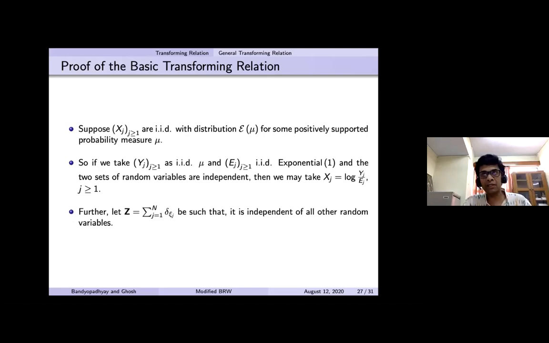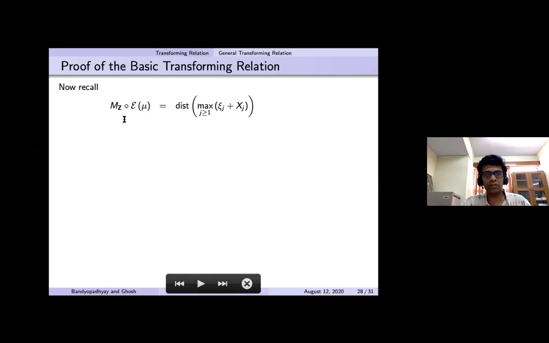Recall that my point process is this boldface Z that has the xi j's, and that is also independent of all these things. So I'm going to evaluate this particular thing. By definition, this is the distribution of the maximum of these points of the point process being added to these xj's. What are the xj's? I have created them as logarithm of yj by ej.